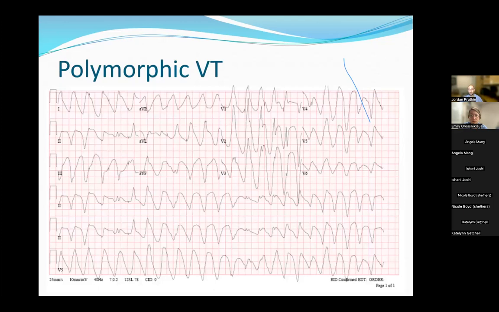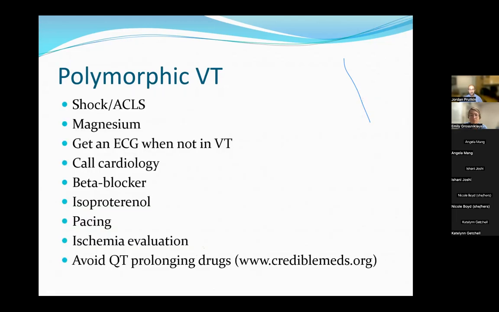All right, polymorphic VT. So if you have someone who's in polymorphic VT, and hopefully you're not having too many 12-lead EKGs of someone in polymorphic VT, what are you going to do? So you're going to do your ACLS algorithm. You're going to shock them. You'll give them magnesium. Really important to get a 12-lead EKG when they're not in VT, because that helps you figure out what the diagnosis is. The two most common causes of polymorphic VT are going to be ischemia or long QT syndrome.